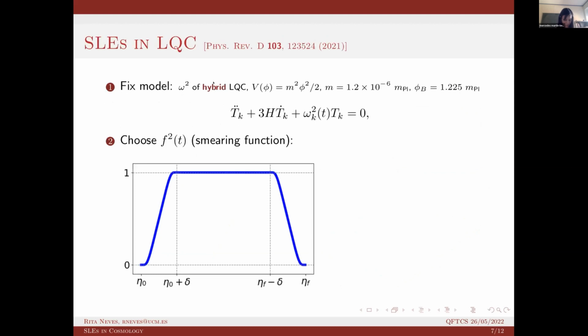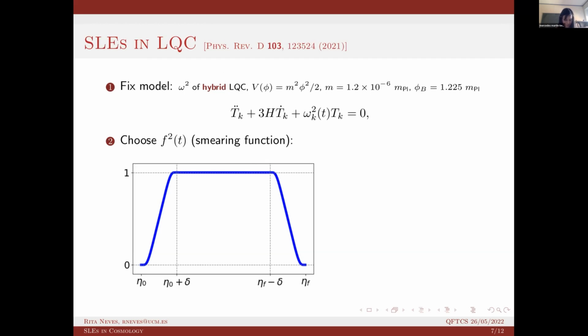So let us see what happens when we use states of low energy in loop quantum cosmology. First, we fix our model, by which I mean that we choose a particular approach to loop quantum cosmology, which is hybrid loop quantum cosmology, which just relates to how we incorporate cosmological perturbations. Essentially, it gives us a particular form for our omega in our equation of motion. We also have to fix the potential of the scalar field and some parameters that are free.